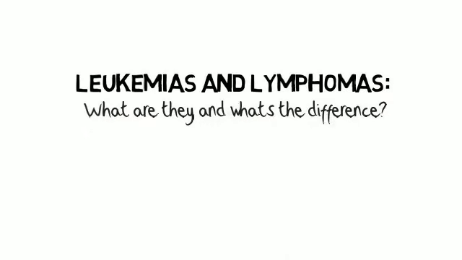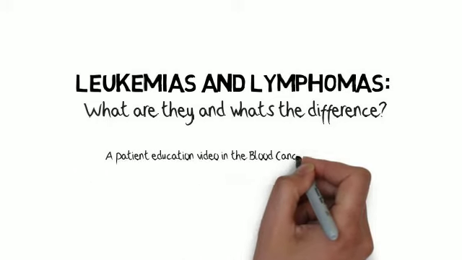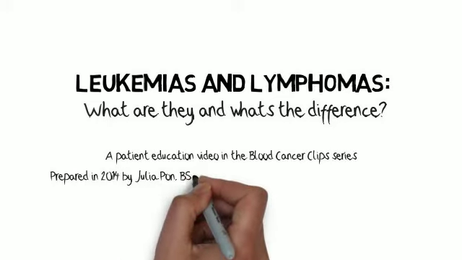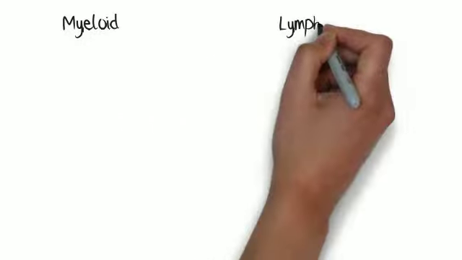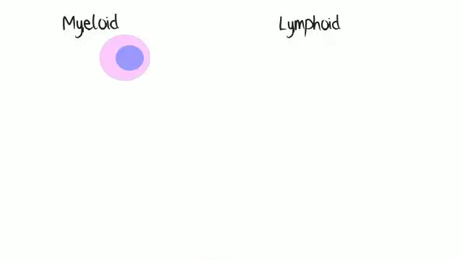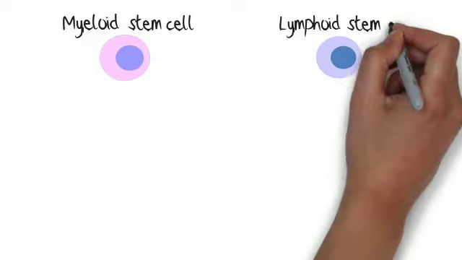This video is on the types of leukemia and lymphomas, explaining how they arise, why they have the symptoms they do, and how they're different from each other. All of the types of blood cancer fit into two categories, myeloid and lymphoid. All myeloid cells come from one type of stem cell, and all lymphoid cells come from another.